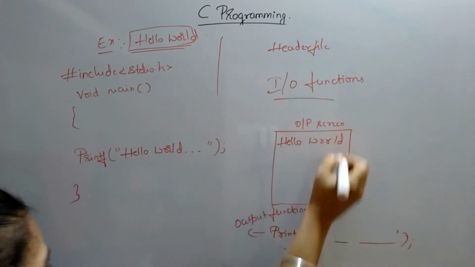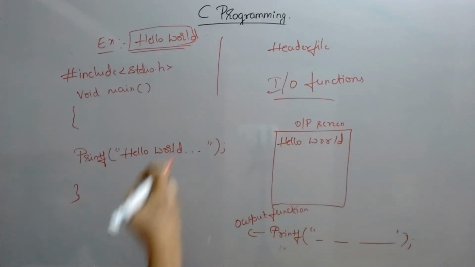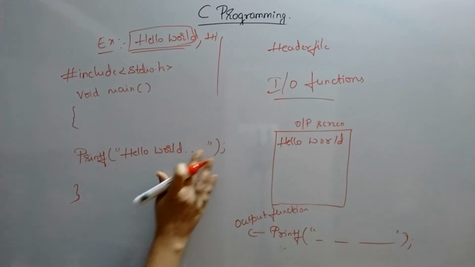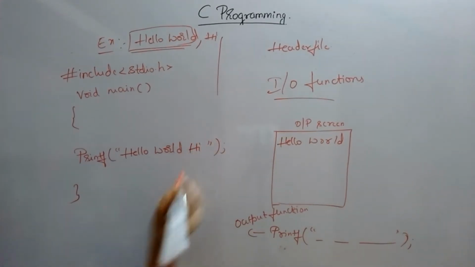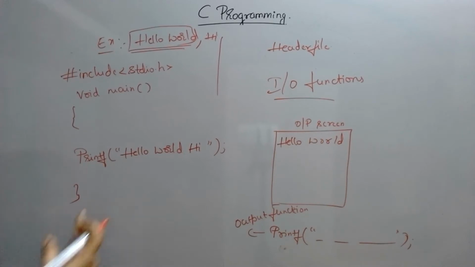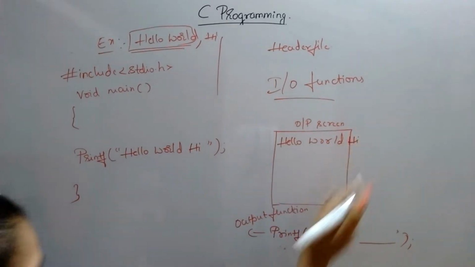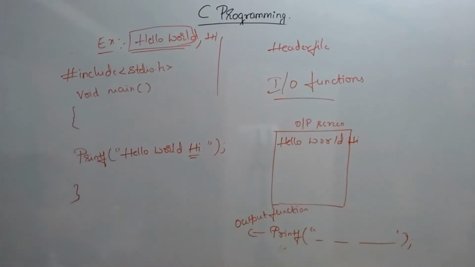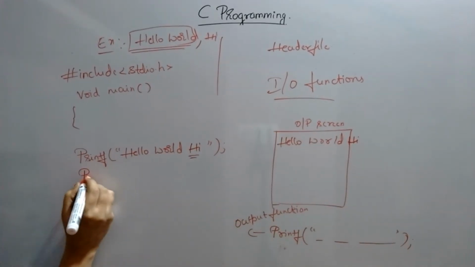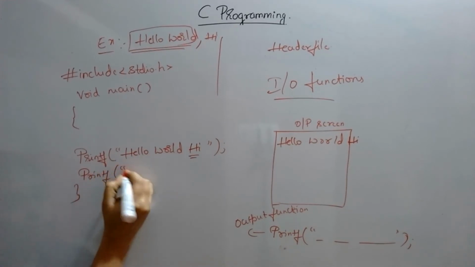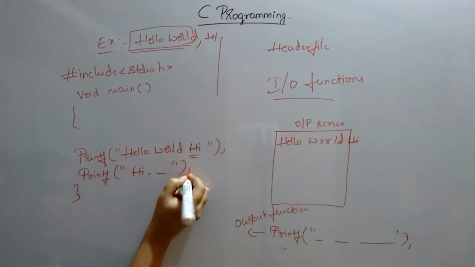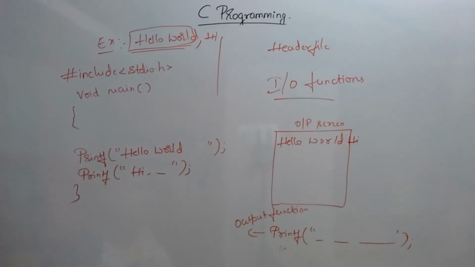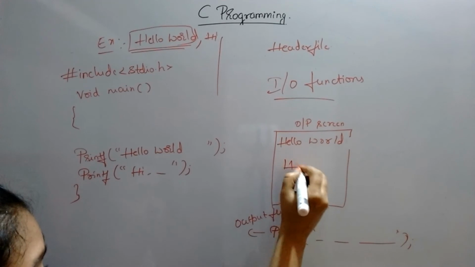Hello world, right? If they ask you to print hello world and hi now, both, can I write hi here only? Yes, if I write, it will print hello world and hi. If I want to print this in the next line, I can write the printf statement again, printf hi. So if I write like this, will it display in the next line?